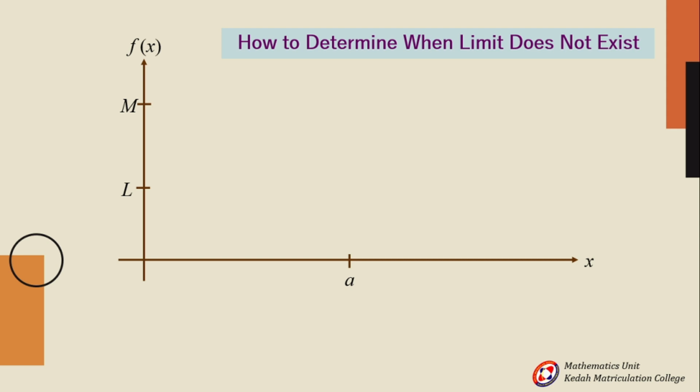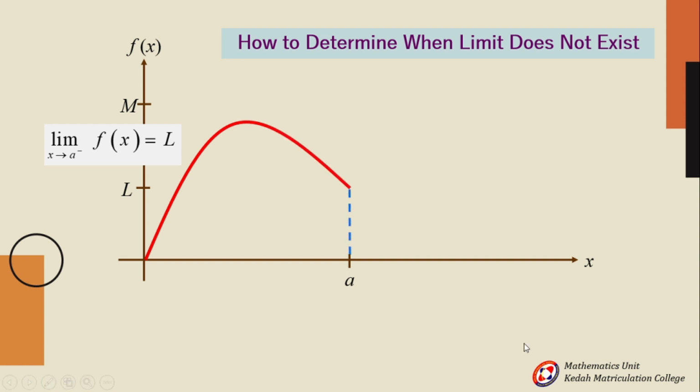Next, how to determine when a limit does not exist? So, we are going to look at this animated graph. We are given that the limit of f(x), x approaches a from the left, is equal to L. It means f(x), or the red graph, is moving towards a value of L as it gets closer and closer to the value of x equal to a from the left, and stops at the point (a, L).